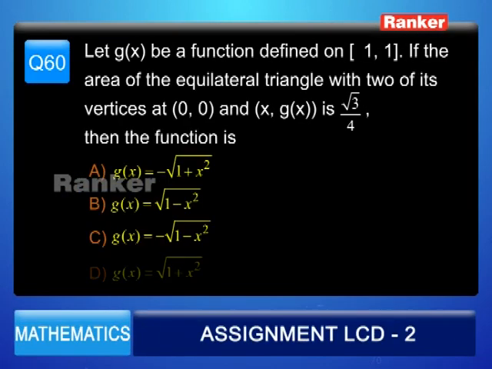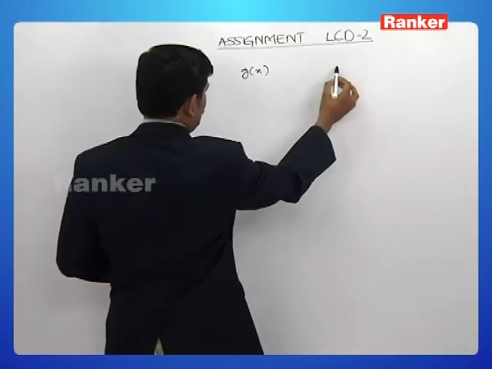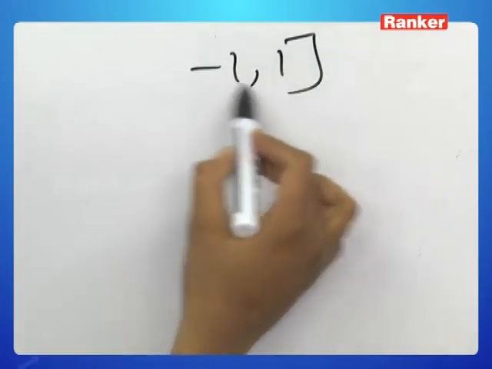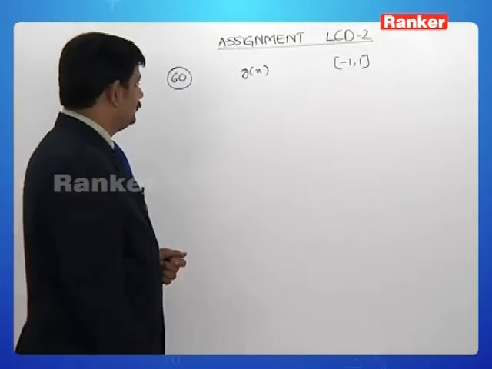Next question. g of x is a function defined on the closed interval minus 1 to 1. If the area of the equilateral triangle with two of its vertices at (0, 0) and (x, g of x) is root 3 by 4, then find the function. g of x is a function defined on minus 1 to 1. So the domain of the function is given to be minus 1 to 1.